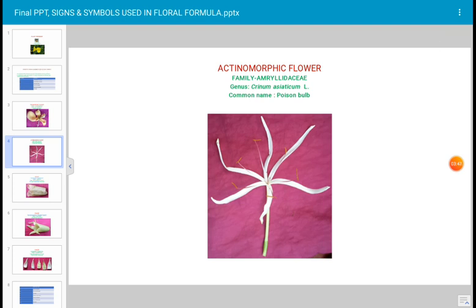Next slide. This is an actinomorphic flower. When you divide an actinomorphic flower into two parts, two symmetrical parts are developed from any plane. Such a flower of the plant is described as an actinomorphic flower. This flower is from the family Amaryllidaceae, genus Crinum asiaticum, and the common name is poison bulb. It is a very common plant in Marathwada, and this is a symmetrical flower or actinomorphic flower.